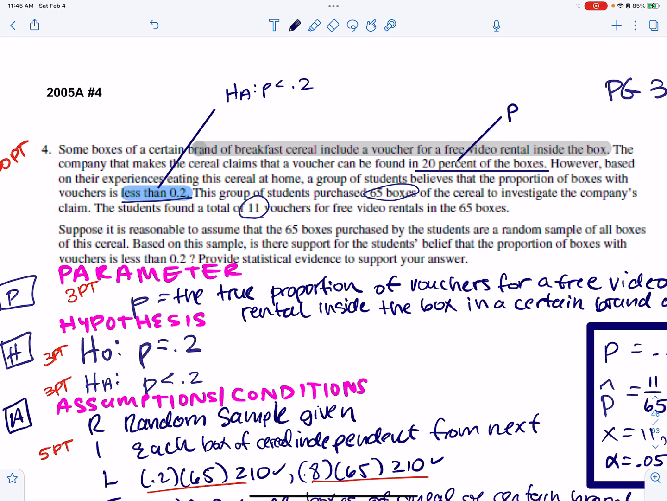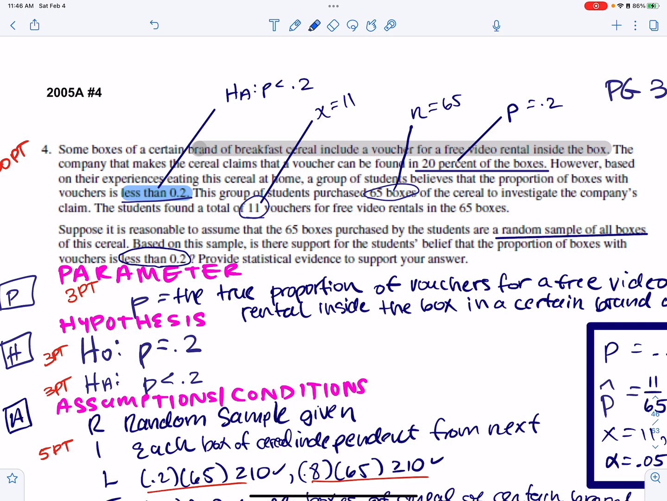This group of students purchased 65 boxes. So that's going to be my N, number of boxes of cereal, to investigate the company's claim. The total vouchers found were 11, so that's going to be my X, for a free video in the 65 boxes. Suppose it's reasonable to assume the 65 boxes purchased by the students are a random sample of all boxes of the cereal. Based on this sample, is there support of the students' belief that the proportion of boxes with vouchers is less than 20%? Provide statistical evidence.